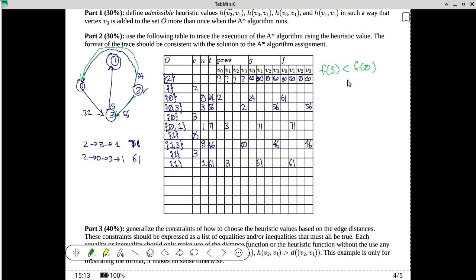Because in the algorithm, how we pick one vertex out of the set O when there are multiple ones is based on the F value. Is that okay? So understanding the algorithm, or at least having it with you during the test, is going to be important, unless you remember every single aspect of the algorithm. Otherwise, you're going to have to look it up. Yes, go ahead.